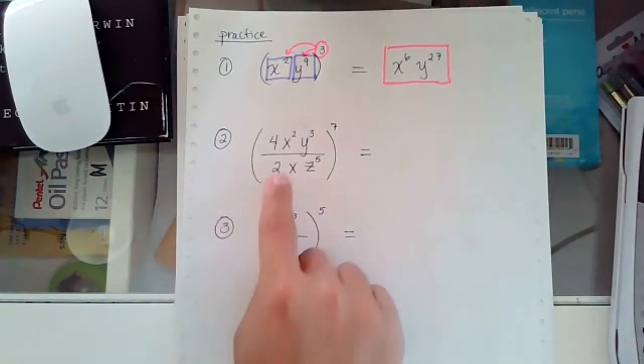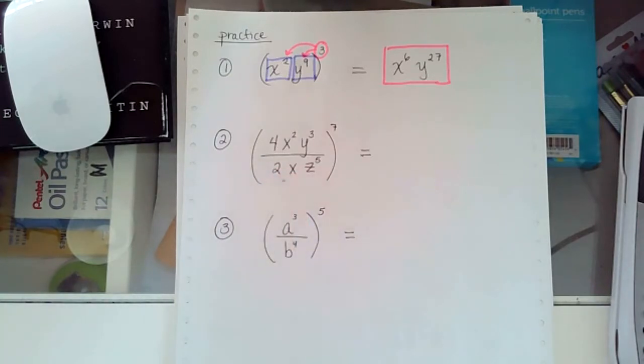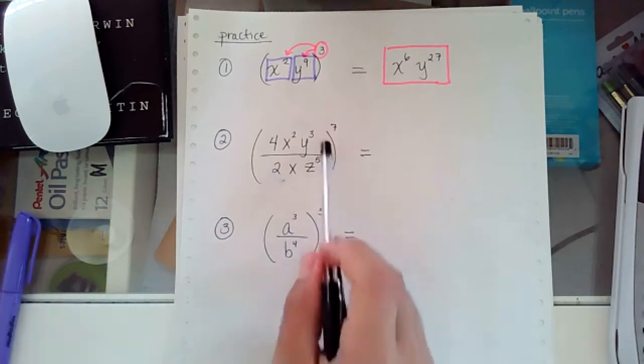What about number 2? Now, I will tell you that there's many ways to go about solving this, but some ways have more steps, let's put it that way. Was anybody able to work this one out?